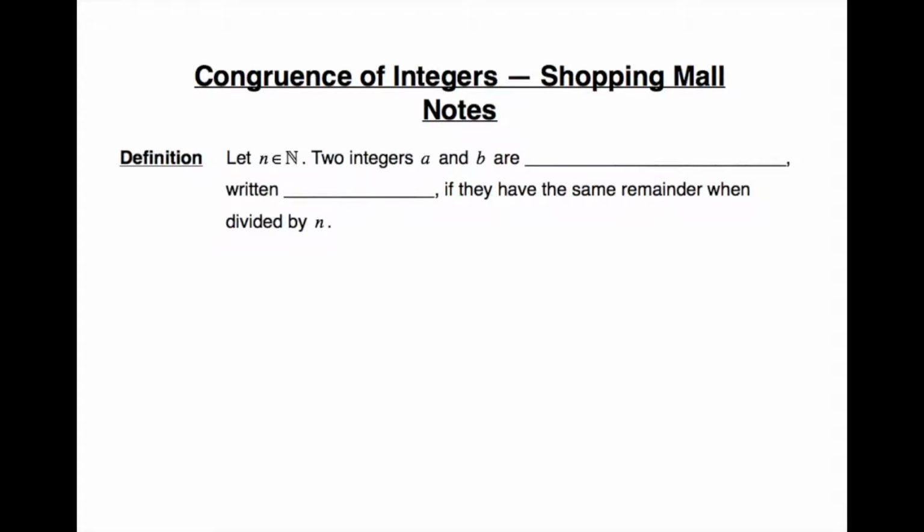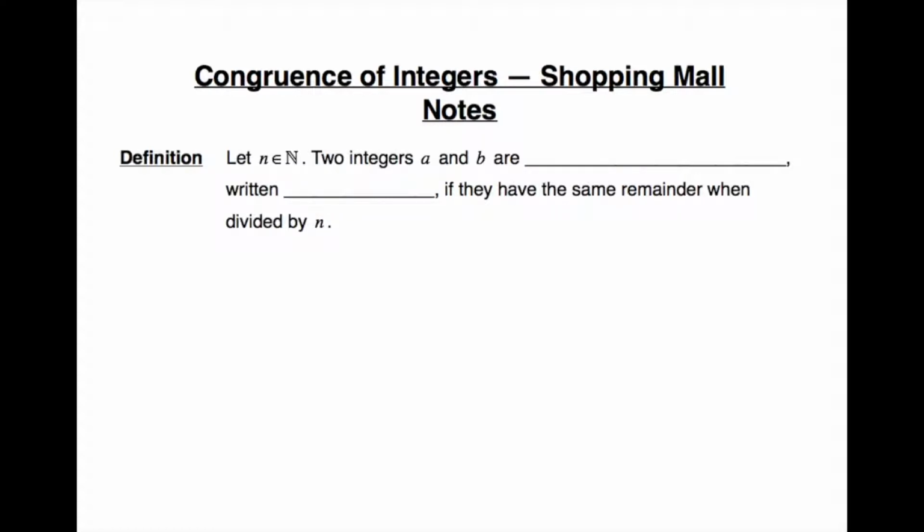Here are the notes about congruence of integers. We will start with the definition of what it is for two integers to be congruent modulo n. Basically, it means that they have the same remainder when they are divided by n.